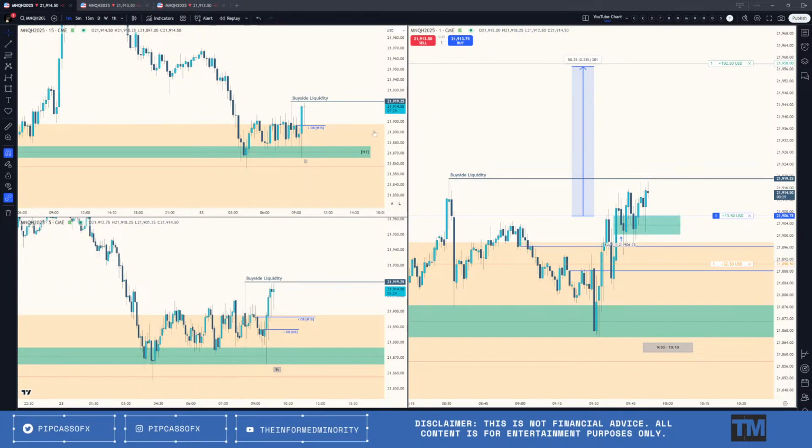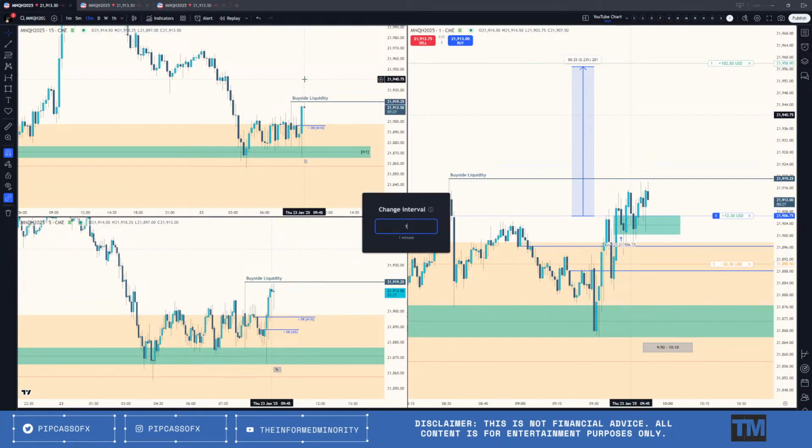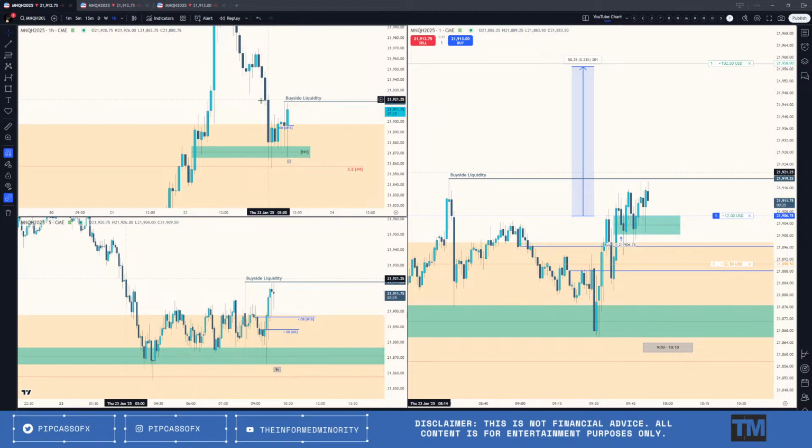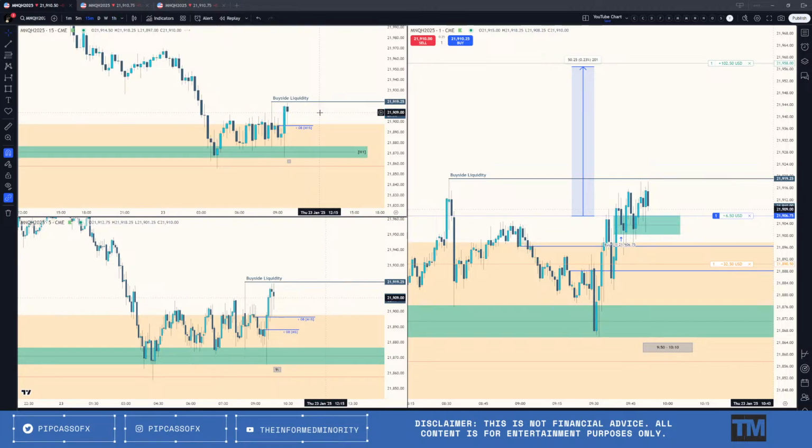Let's check. I just want to check on the hourly real quick. We'll see if we can close above this, almost inverse this. Amazon, Microsoft, and Nvidia are down on the day. Not cool. Those aren't pleasant. But yes, we do have the new week opening.